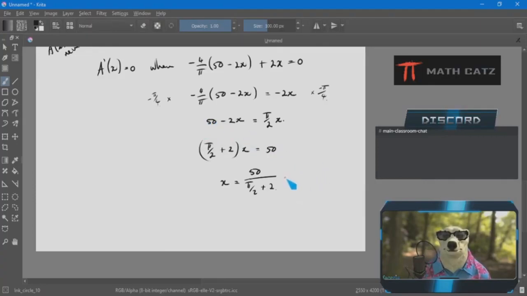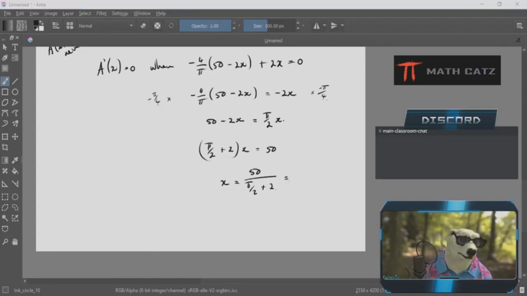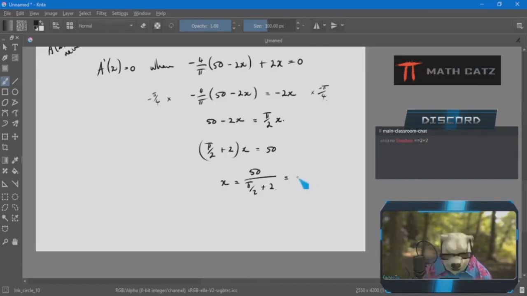So let's just see. That's my accurate version of x, but I may want to, of course, just see what the decimal version is. When I present it, the decimal version is nice. So let's see here, 50 divided by bracket pi over 2 plus 2, close the bracket. What do I get? I get 14.0025 if I round it.